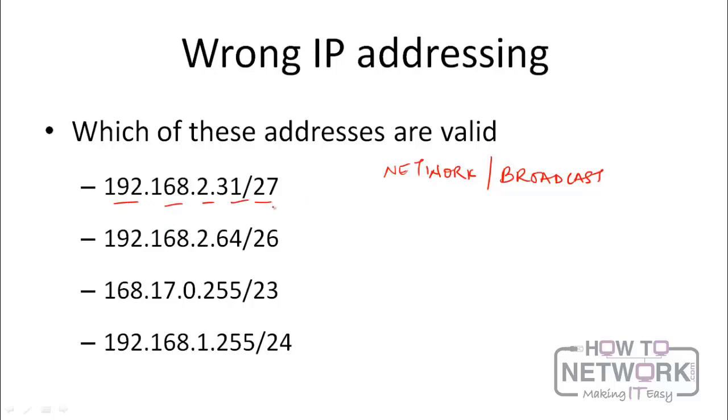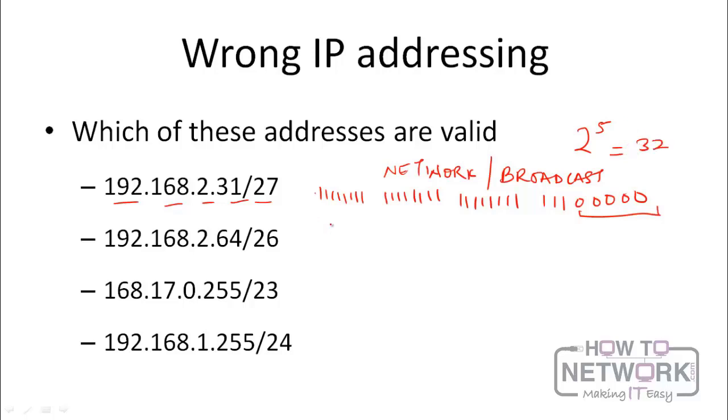Let's look at the first one, 192.168.2.31. The first thing we need to look at is the subnet mask, which is /27. It means that you have 27 bits for the network, that's 11111111, 11111111, 11111111, and 111 00000. So this means that we have just 5 bits for the host, and that means that we have 2 raised to the power of 5 addresses in a particular network, which is 32.